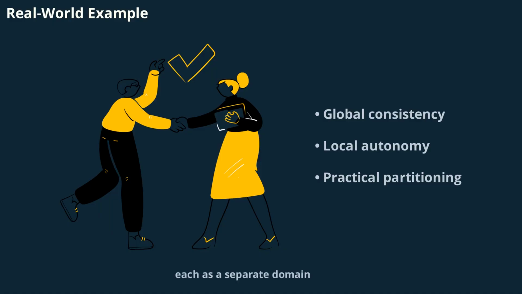Imagine a global company with offices in New York and London, each as a separate domain. The schema and configuration data are shared between both locations, ensuring consistency. However, user accounts created in New York don't automatically appear in London thanks to the domain partition's replication scope. This setup supports both global coordination and local autonomy.